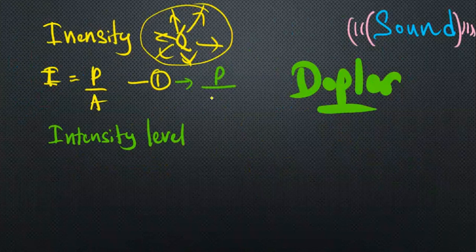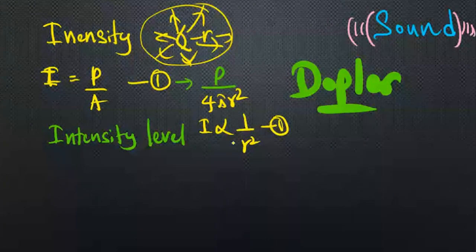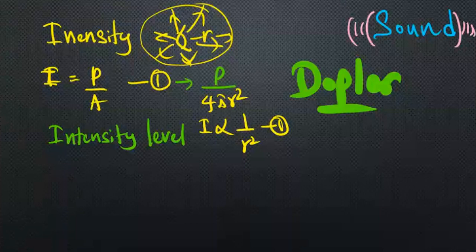R is the distance from the center of the initial sound source. I is proportional to 1 over r squared. This equation is also very useful when you are doing questions. Then intensity level: L equals 10 log I divided by I naught. Here I naught, the threshold of hearing, is 10 to the power minus 12 watts per meter squared.